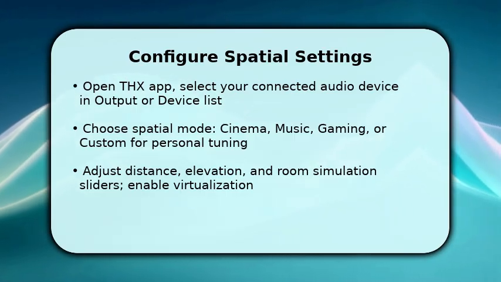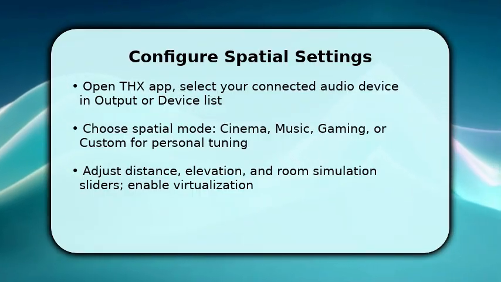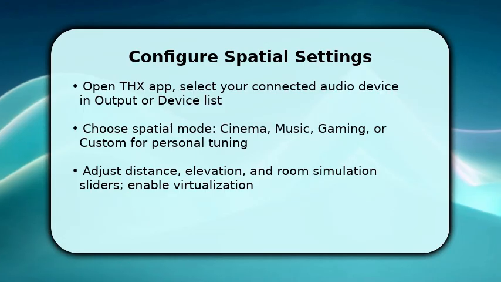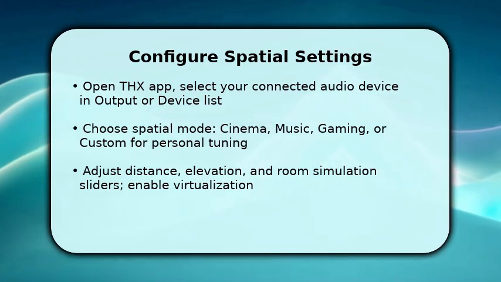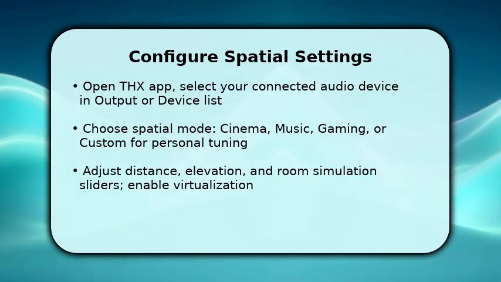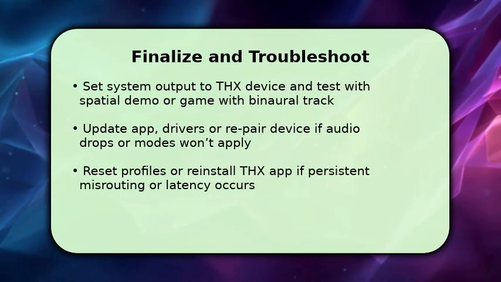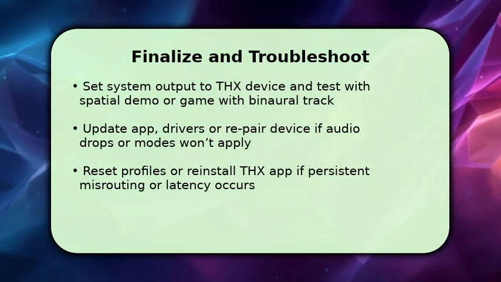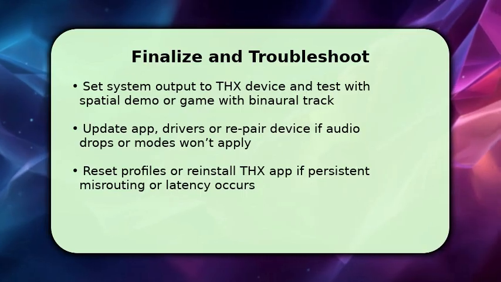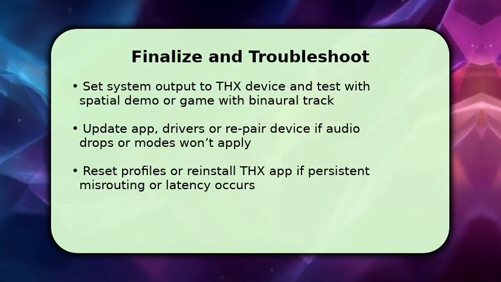Then adjust the distance, elevation, and room simulation sliders to match how you want sound staged. Small changes have big perceptual effects. If available, enable virtualization or HRTF personalization so the processor tailors imaging to headphones. Finally, save a profile. Finish by ensuring your OS audio output is routed to the THX-enabled device, and then run a spatial demo or a binaural test track to verify imaging and depth.